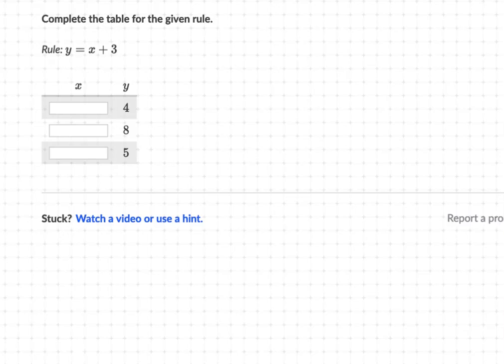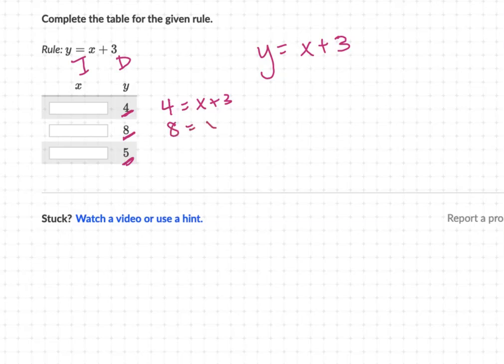All right, in this case, they're giving us the y. So they're giving us the dependent variable. So what happens at the end? So we're going to have to work backwards, okay? Just like before, though, you're going to replace your y with that value. So instead of y equals x plus 3, you're going to have 4 equals x plus 3. This one, same thing. Instead of y equals x plus 3, y is 8, so 8 equals x plus 3. And this one is 5 equals x plus 3.